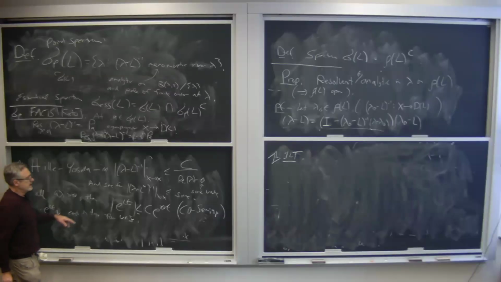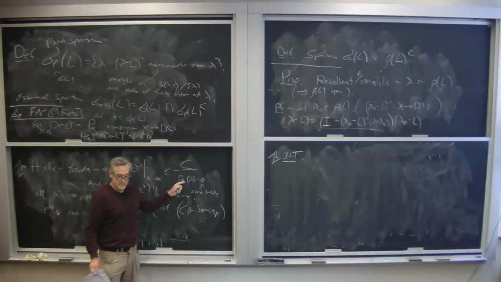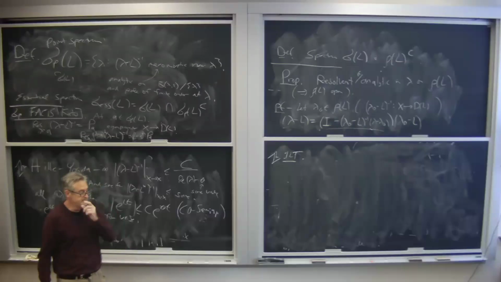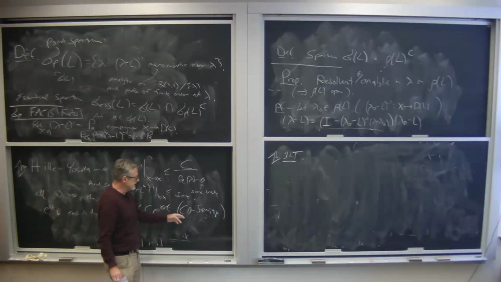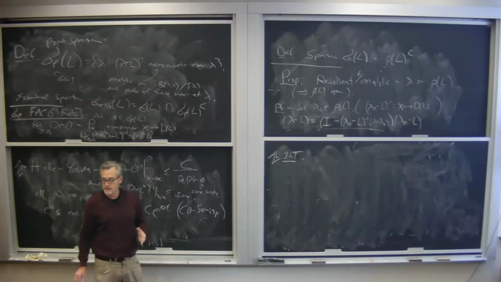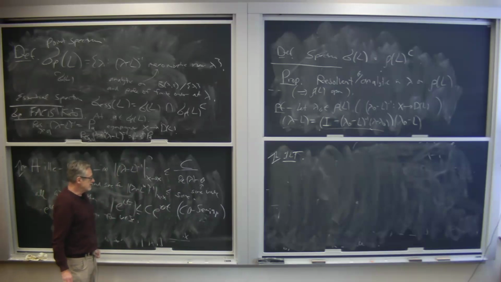Okay, now notice for matrices, we had a much better bound. We had C over the modulus of lambda. This is just bounded by the real part. So that's a much weaker bound. And when you have the stronger bound, you get an analytic semigroup. It's much more powerful.